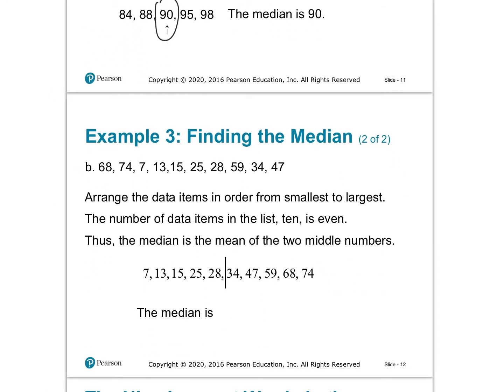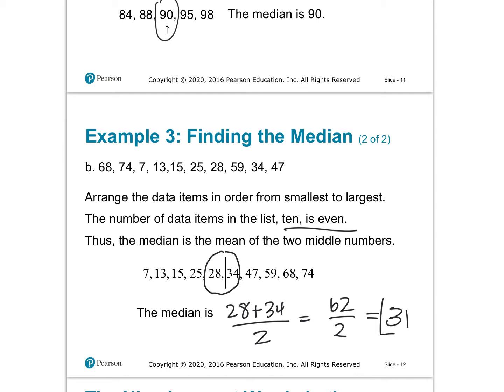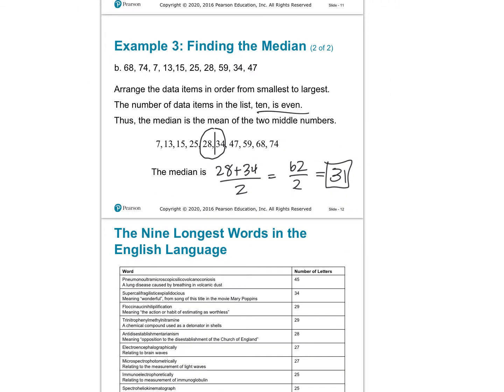All right, finding the median. So this one, we arrange them in order, starting at the lowest: 7, 13, 15, 25, 28, 34, 47, 59, 68, and 74. So we have an even number. So we're going to get our two middle numbers, 28 plus 34, and then divide by 2. So 28 plus 34, we get 62, and then 62 divided by 2, we get 31. So 31 would be the median of those numbers.